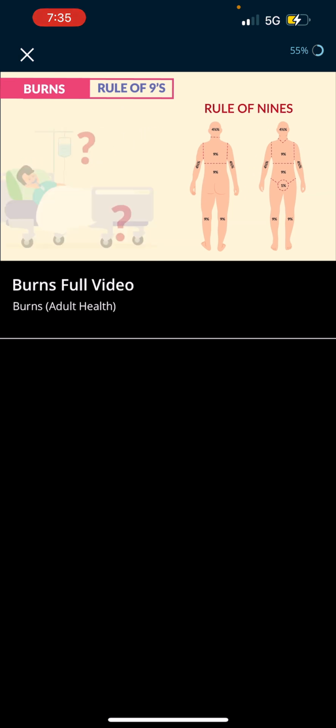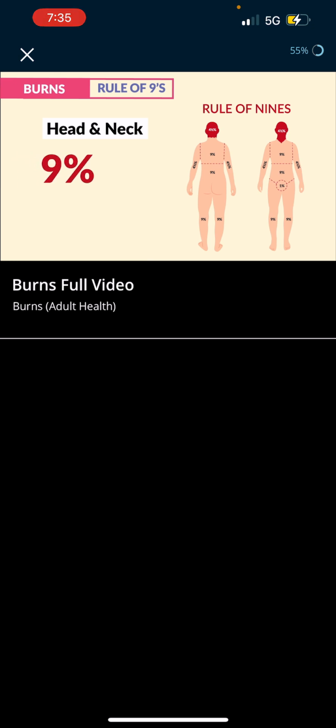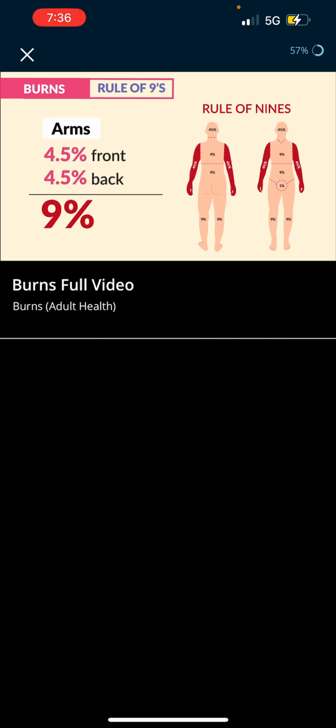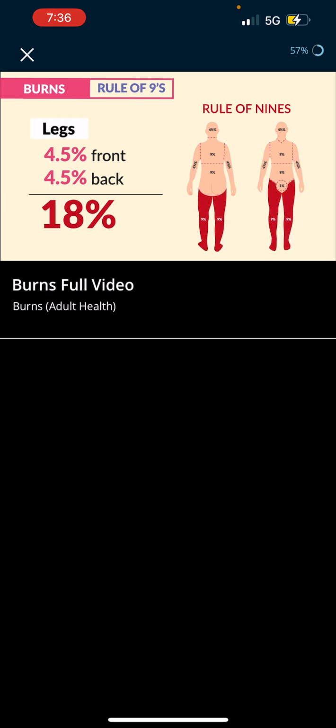So for example, the head and the neck are 9% total, 4.5% for the front and 4.5% for the back, aka anterior for the front and posterior for the back. Now the arms account for 9% total. Once again, 4.5% for the front, the anterior part, and 4.5% for the back, the posterior. And the same thing for the legs, but this is 18% total. So 9% for the front and 9% for the back.